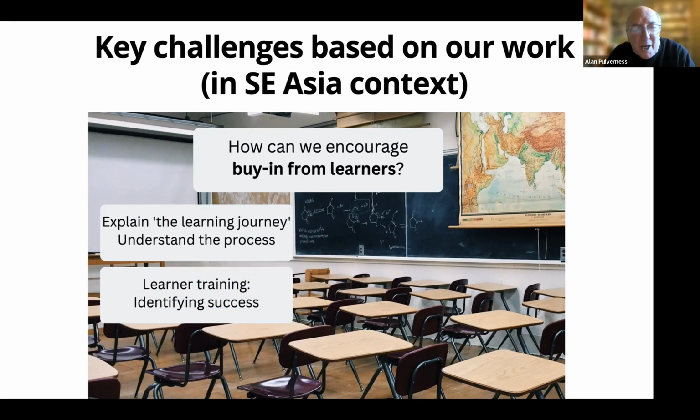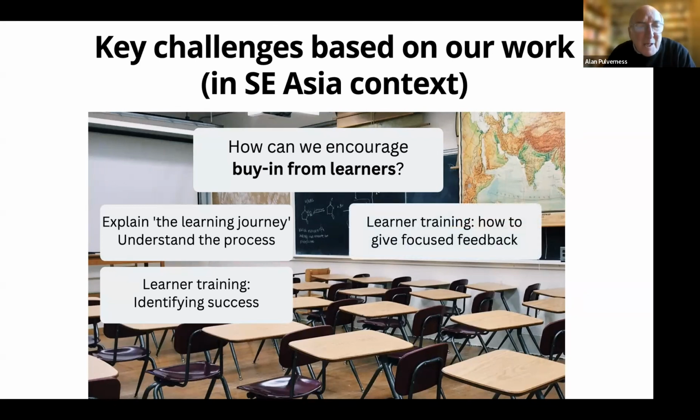Learner training is crucial and includes, importantly, identifying criteria for success, answering the question that learners might ask themselves: how do I know that I've made progress? How do I know that I've succeeded? So supplying criteria for success and giving learners training in how to provide constructive and focused feedback for their classmates.